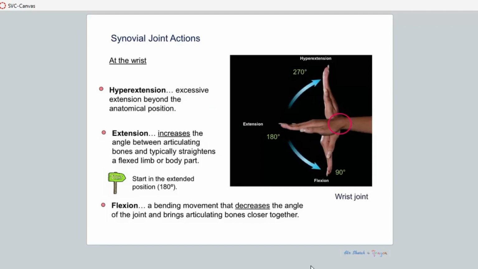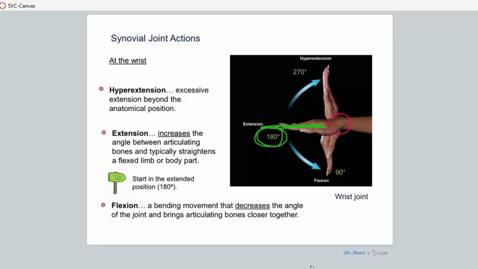So the way I want to finish up here is talking about the actions of synovial joints, the different types of actions of synovial joints. I said that these are designed for a wide range of movement, and you will find that out. So we'll talk about these specific types of movements that we find at synovial joints. We're going to start at the wrist. These are movements at the wrist. We're going to start in the extended position. Here's the extended position. It's at 180 degrees.